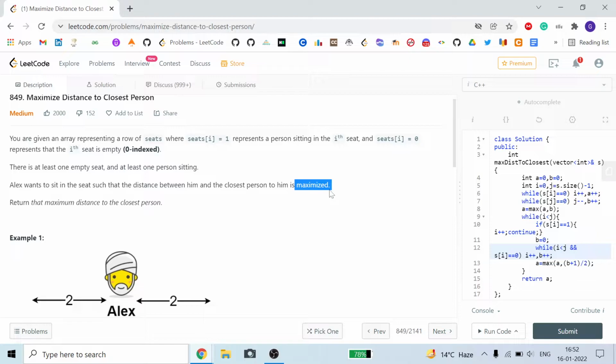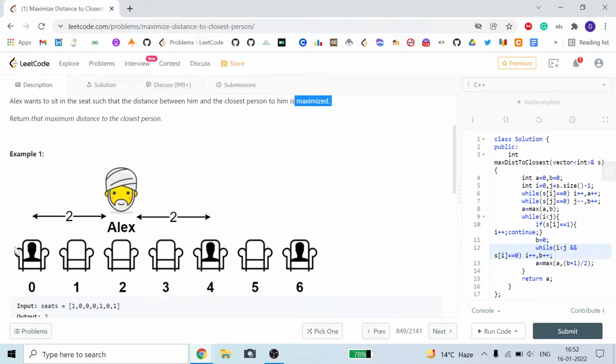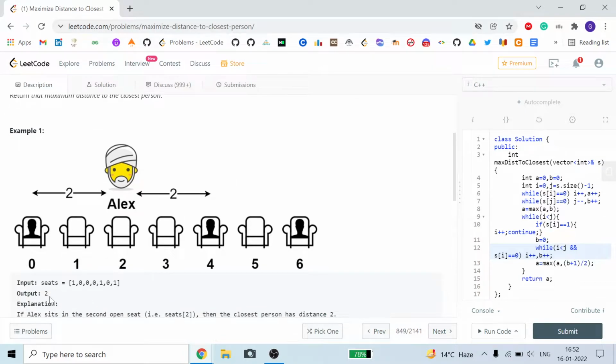Like if one person is sitting here, one is sitting here, and Alex is sitting here, then the difference on the left side is 2 minus 0 is equal to 2, and the difference on the right side is 4 minus 2 is equal to 2. So in this case it is equal to 2 for both cases. And what we have to do is return the maximum distance to the closest person. So here the answer is equal to 2, we can sit Alex here.